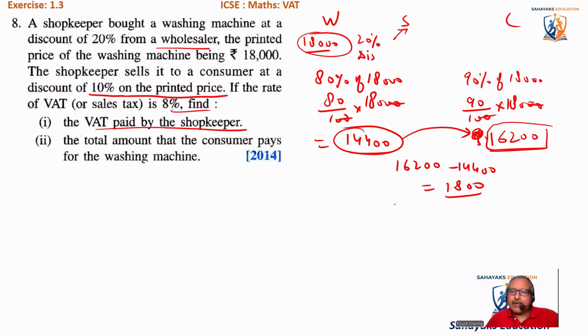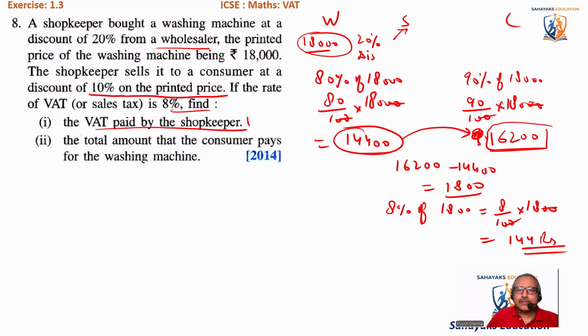Now he's paying VAT at 8% of it, so that means 8% of 1800. This comes out to be 8 by 100 into 1800. So the zeros get cancelled out, and 18 eights is 144 rupees. So he's going to pay a VAT of 144 rupees. 144 rupees is the VAT he has paid.